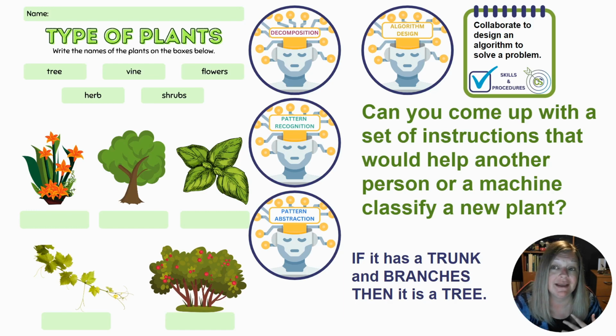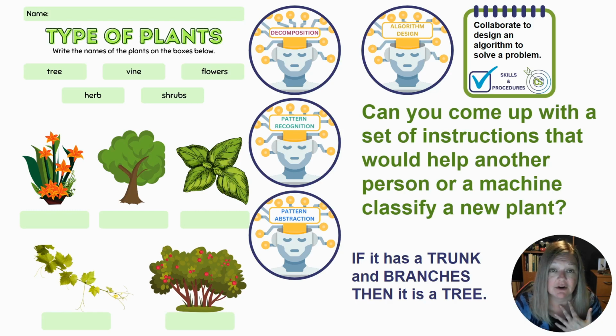And then we can move into that algorithm design, which we have a specific skill and procedure right out of the computer science curriculum talking about designing algorithms. If we're doing that together as a group, if two students are doing it together, we're collaborating on it. So a simple algorithm can come out: if it has a trunk and branches, then it is a tree. And then maybe we test this out and we're moving into some of that design thinking.